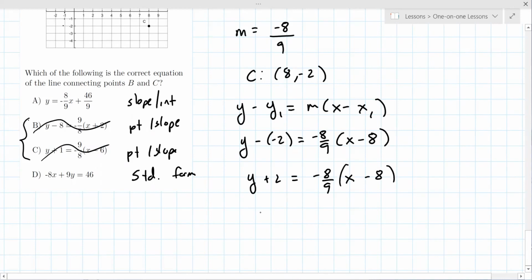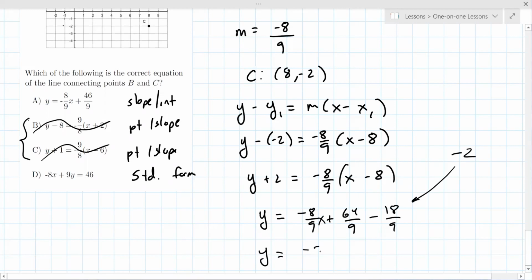Yeah, and you want to distribute, so you're going to have y equals negative 8 over 9 x plus 64 over 9, and like you said, you're going to subtract 2. Now when you subtract 2, it's so much better if you can say subtract 18 over 9, rather than that one little stroke of the pencil just saves you time there. Okay. And there's an x there, so you have y equals minus 8 over 9 x plus 46 over 9. So it looks like the correct answer is A.